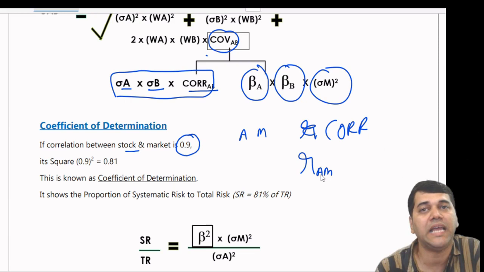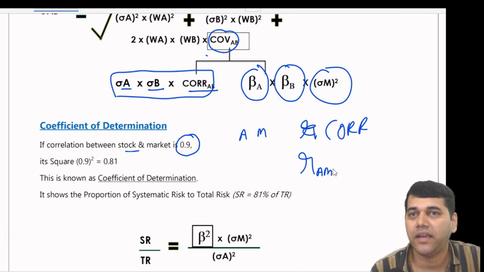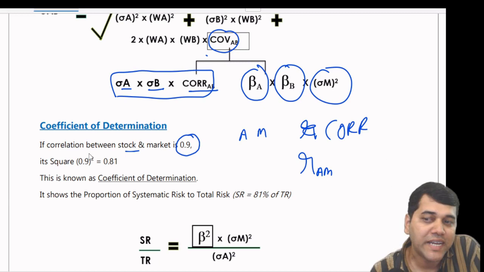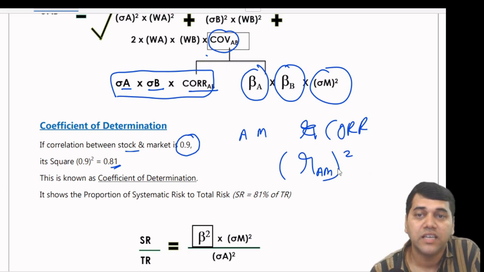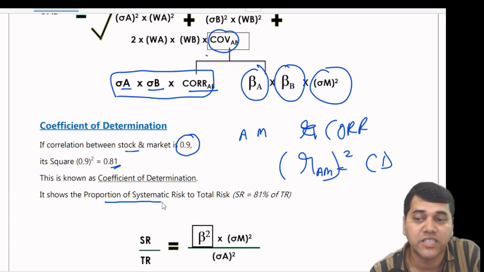Do you know how to calculate it? Yes, sigma of A minus A bar, M minus M bar, divided by N. Perfect, very good. Now, if I take the square of this, I get 0.81. This square of the correlation is called the coefficient of determination. It shows what? The proportion of the systematic risk to the total risk. Okay, I will tell you.